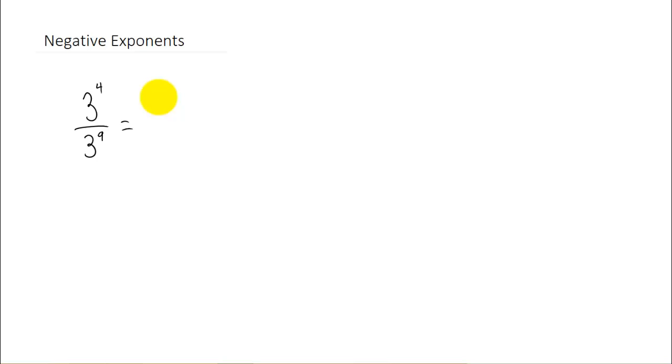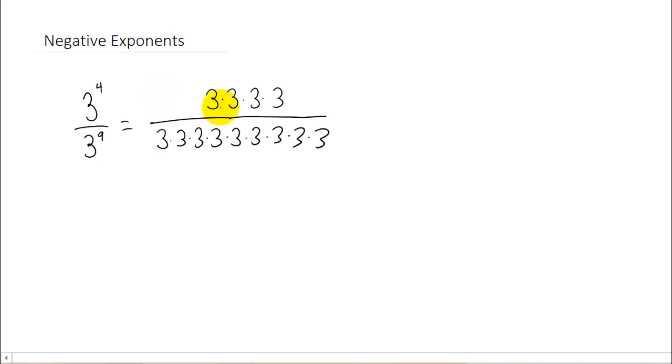In this video we're going to introduce negative exponents, and to do that I'd like to start with this example. 3 to the 4th divided by 3 to the 9th. Let's write out what this expression means. So 3 is multiplied 4 times in the numerator and it's multiplied 9 times in the denominator.